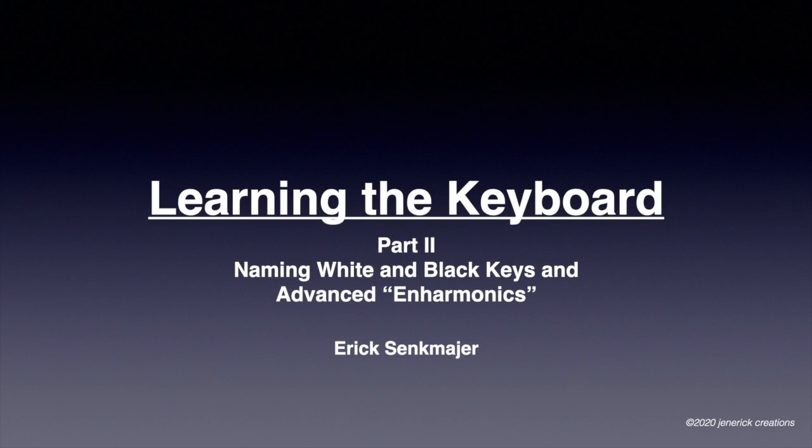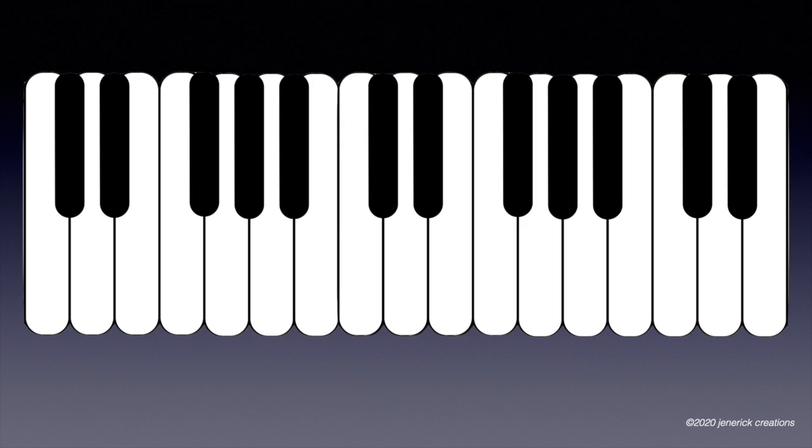Learning the Keyboard Part 2, Naming White and Black Keys and Advanced Enharmonics. We're going to do a quick review of the keyboard. Remember, we're going to find the pairs of black keys, look down and to the left, and that is the note C, and then we just go in alphabetical order. When we get to the note G, we start over at A.